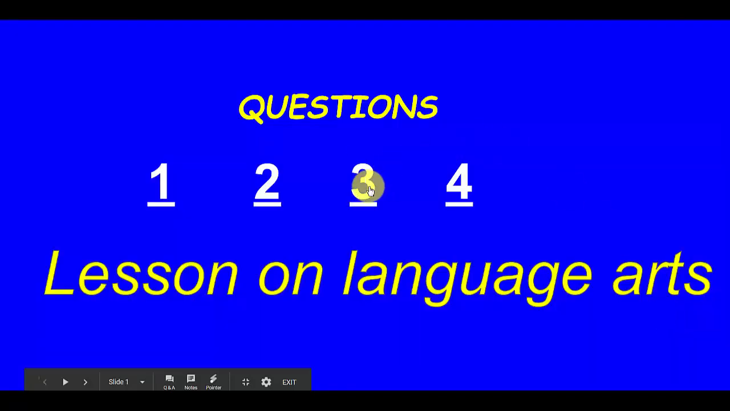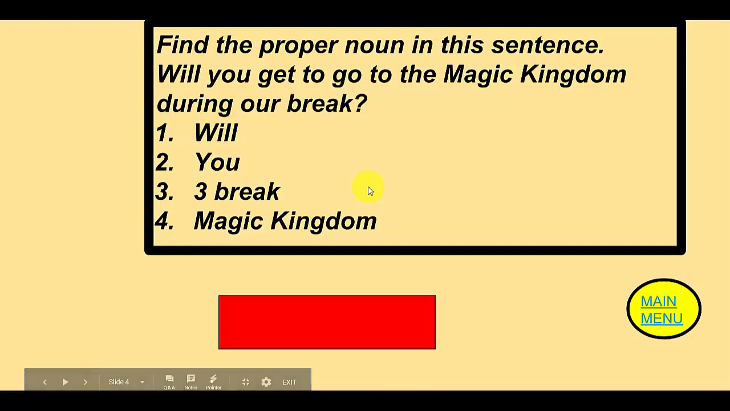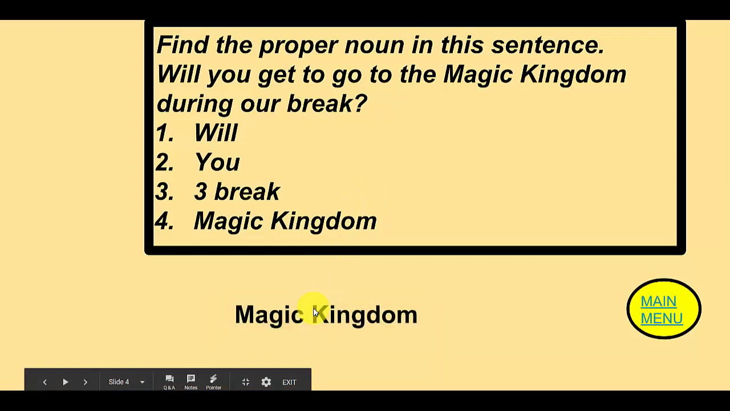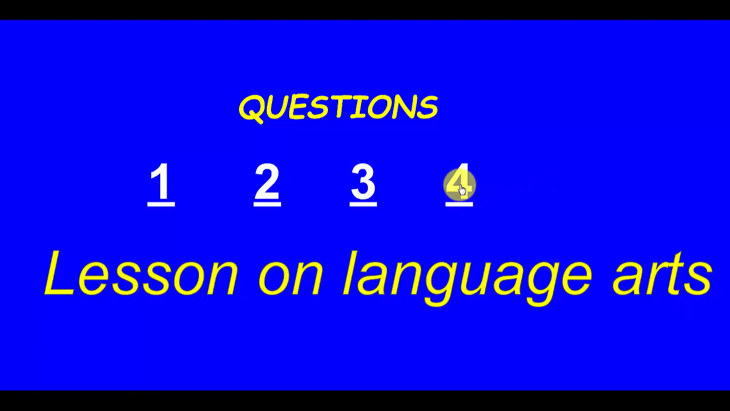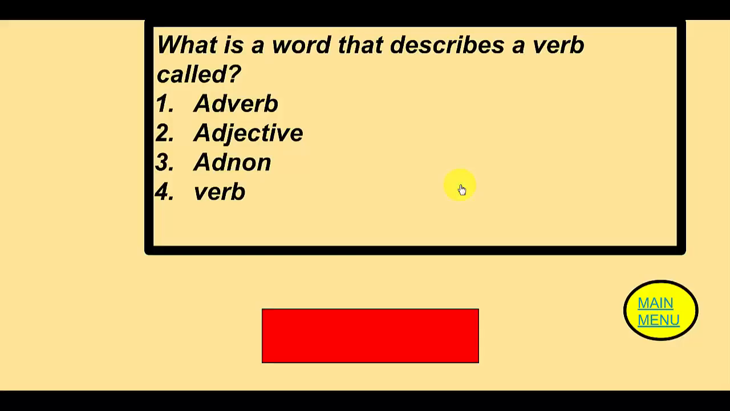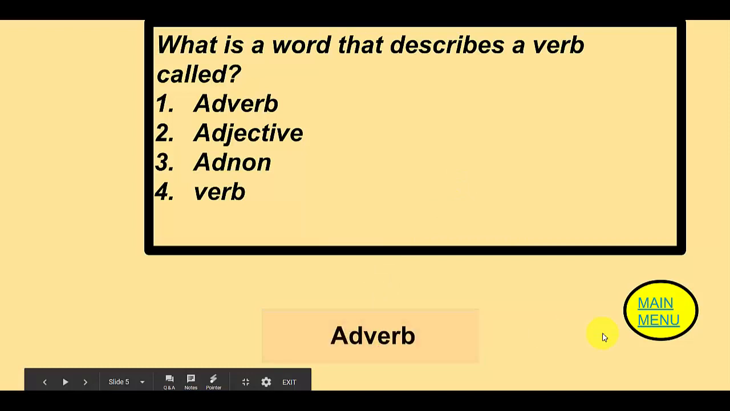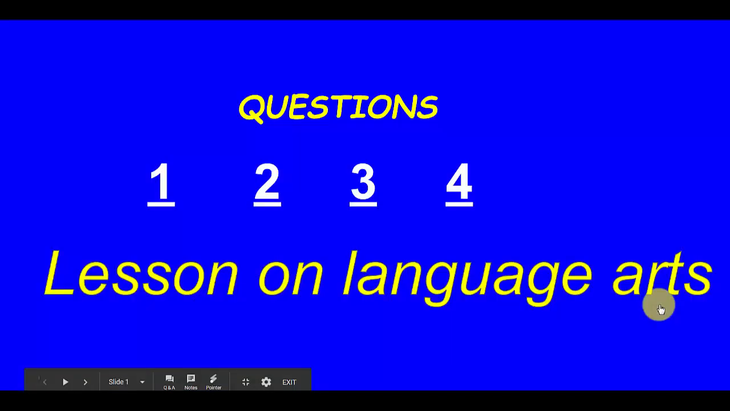Main menu. Number 3, find the proper noun in the sentence, will you get to go to the Magic Kingdom during our break? And the answer is Magic Kingdom. That's the proper noun. And main, go back to number 4. You can see we're always going back to number 4 and choose the 4th one. What is a word that describes a verb called? And the answer is an adverb. And we go back to the main one.